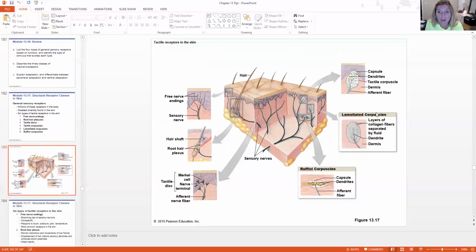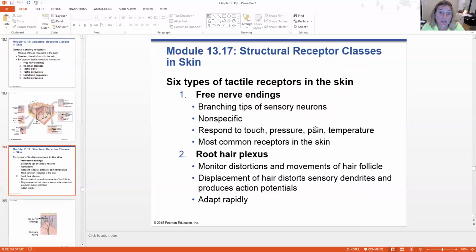So there they are. Again, I'm not going to give you a drawing and say which one is this. Your lab instructor might. Let's go over these. Free nerve endings. These are the branching tips of sensory neurons. They're very nonspecific. They respond to touch, pressure, pain, and temperature, and they're the most common receptors.